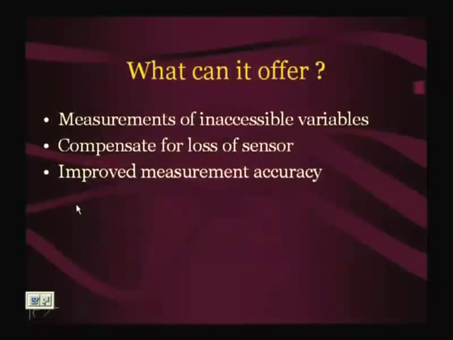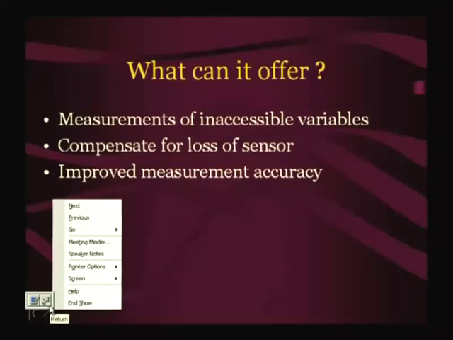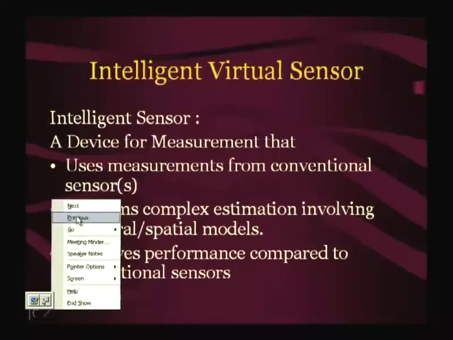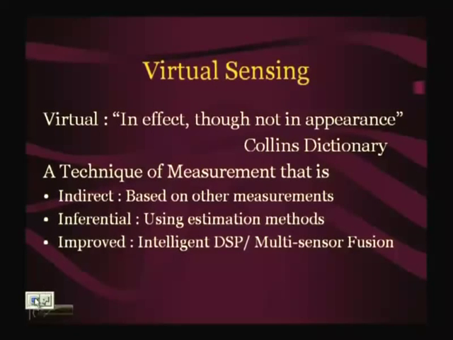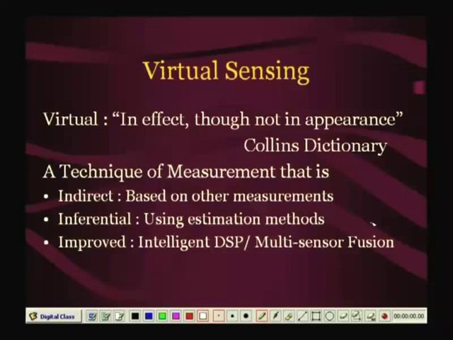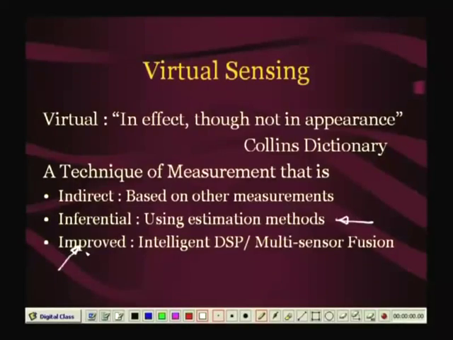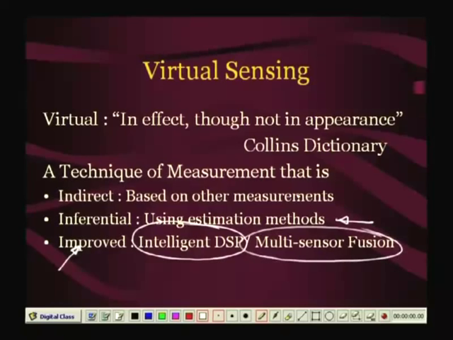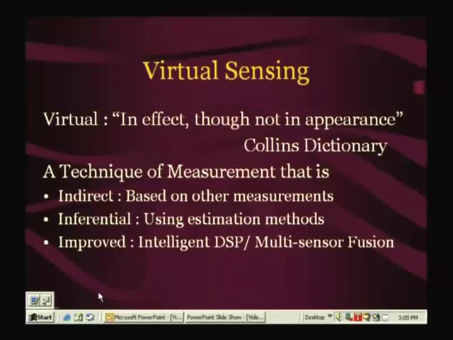It is inferential because it infers or estimates the quantity. So it essentially uses an estimation method, and it is often quite improved in the sense that it can cancel the effects of noise and improve the quality of estimation by using intelligent digital signal processing algorithms, many of which we have learnt in our course, and also sometimes by using multi-sensor fusion, that is, using more than one physical measurement to improve the quality of the measurement. We are going to see how that works out.